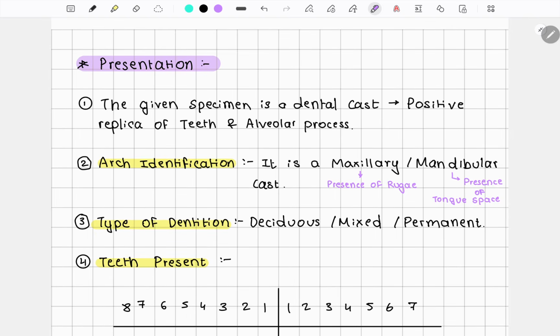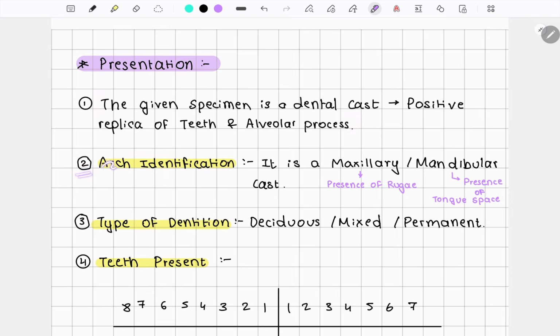In this I will teach you how to identify cast and what you should write in the practical exam for presentation of a cast. So let's begin. For cast identification, the first point which you will write is: the given specimen is a dental cast. What is a dental cast? It is a positive replica of teeth and alveolar process. You will mention this whole point as the first point in your practical exam.